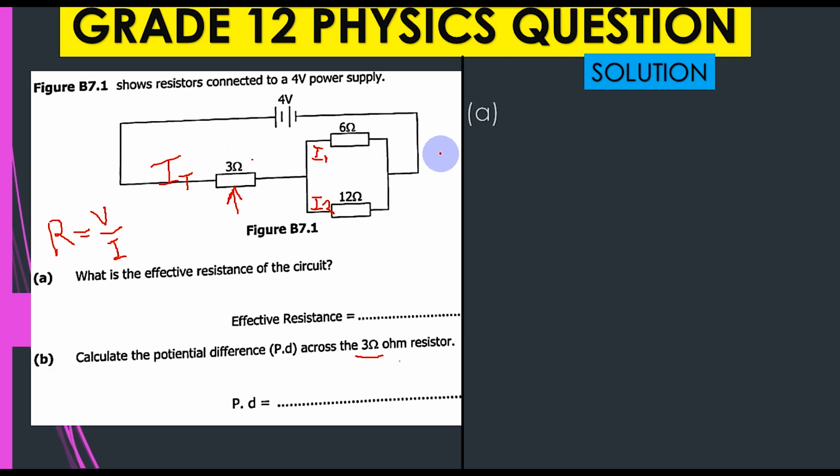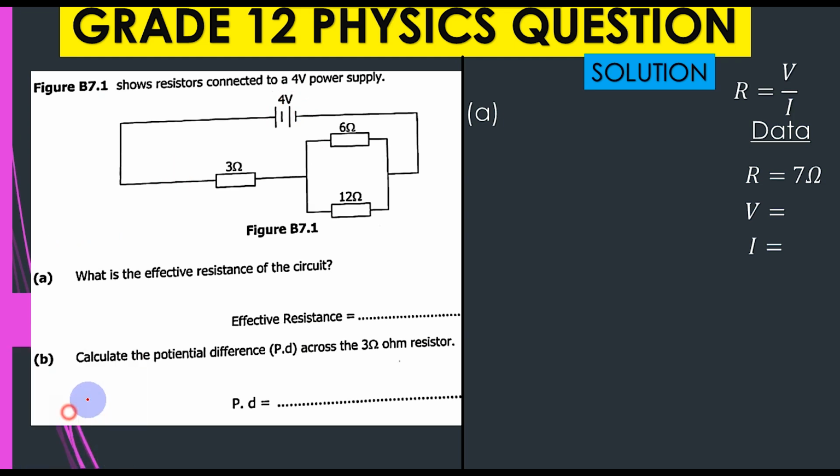Meaning that, let us use this formula for resistance equals voltage over current. So what we're going to do, since we have the total resistance, we're just from calculating here. So we're going to put the 7 ohms. Then the voltage, total voltage in the circuit is what? 4 volts, which is right there. All right. So now we have voltage. The current is what we are trying to calculate. So this is the first step we are taking.